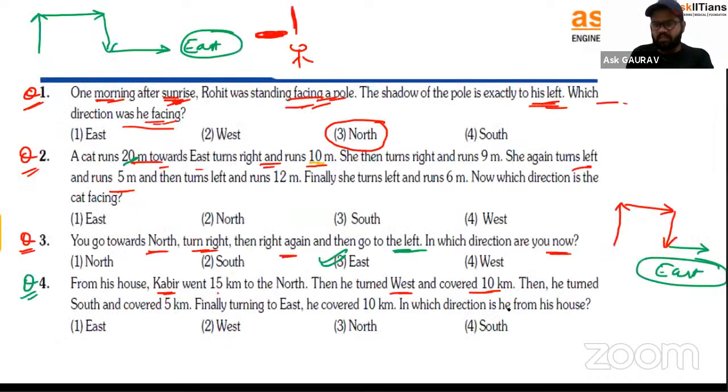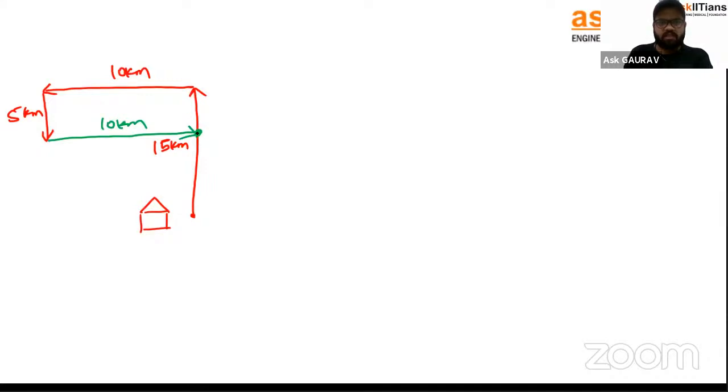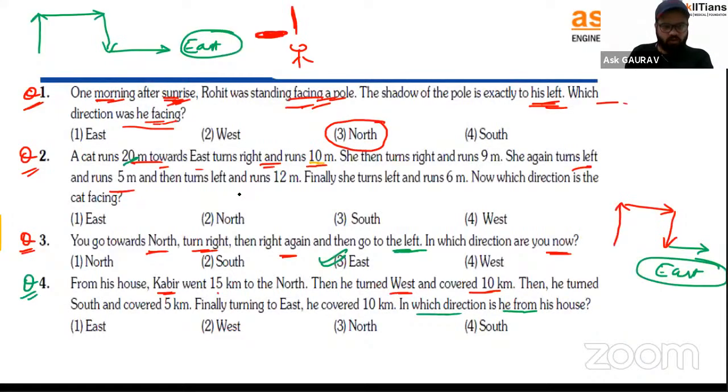In which direction is he from his house? From the house, this point is at north, right? So the answer will be third, north, right?